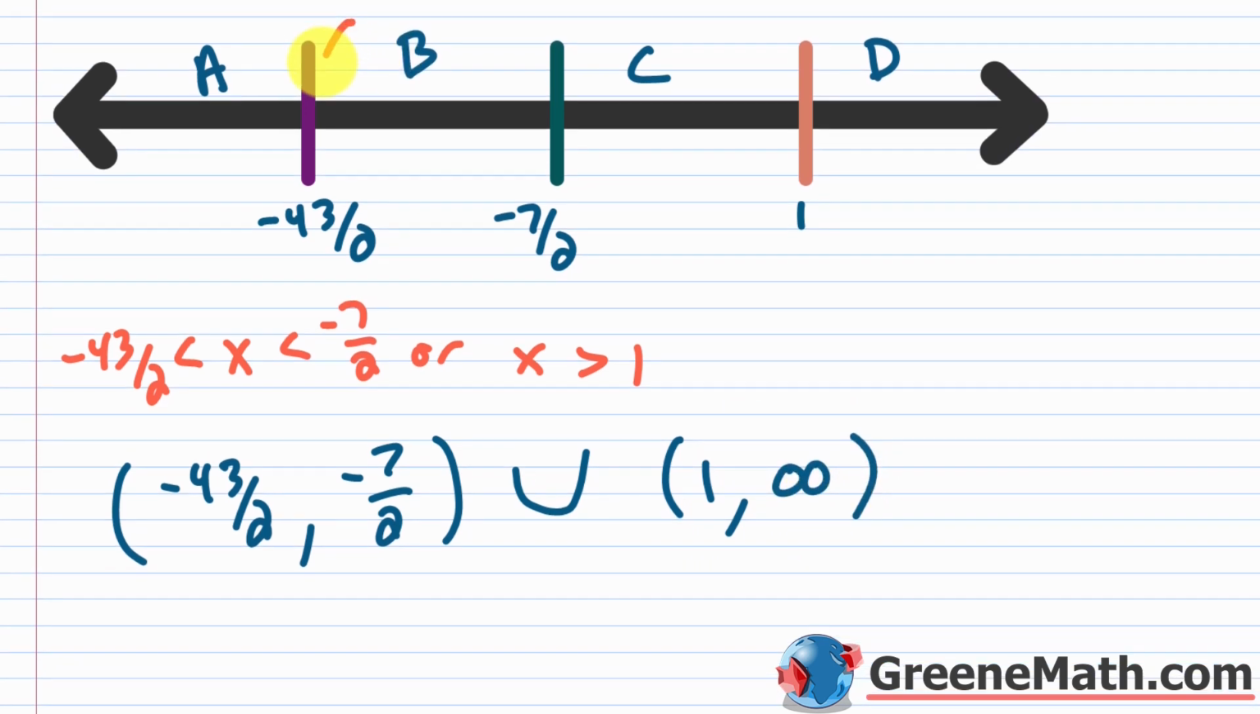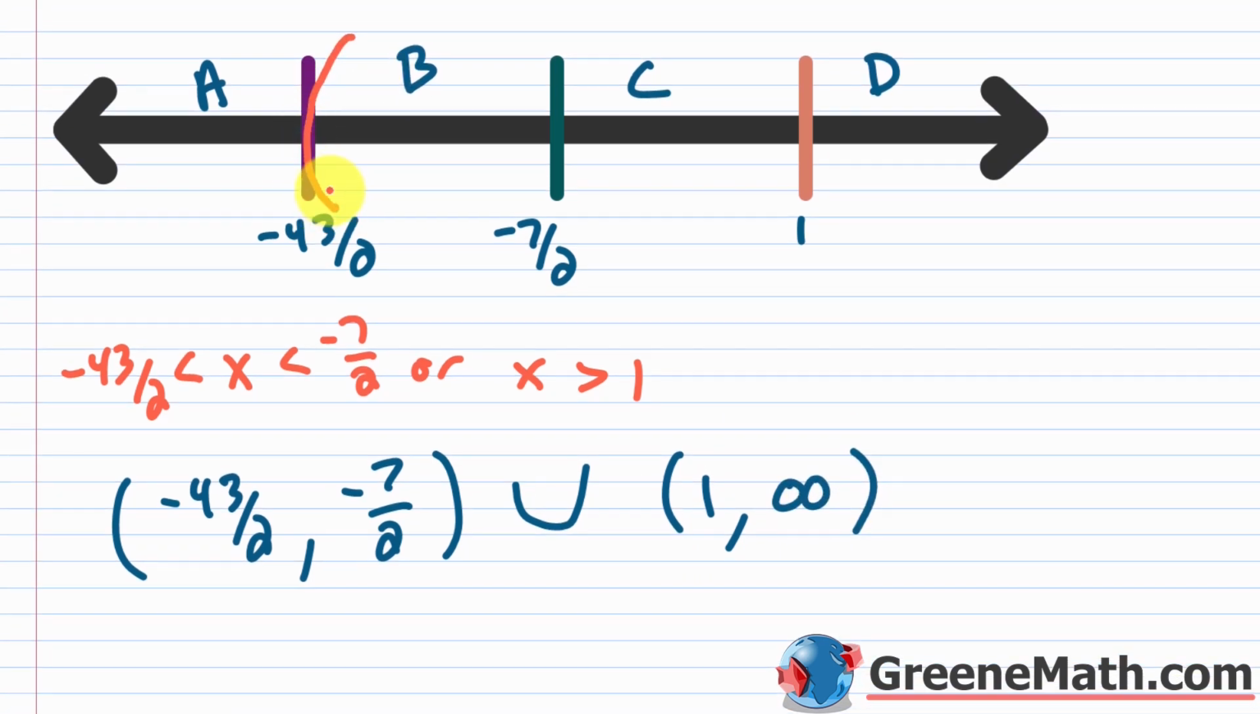So graphically, let's put a parenthesis here, or again, you can use an open circle, and then a parenthesis here, and then I'm just going to shade everything in between, and then I'll put a parenthesis here, and then shade everything to the right. So basically, x can be anything that's greater than negative 43 over 2, which is negative 21.5, going up to and excluding negative 7 halves, which is negative 3.5, and then, or it could be any number that's greater than 1.